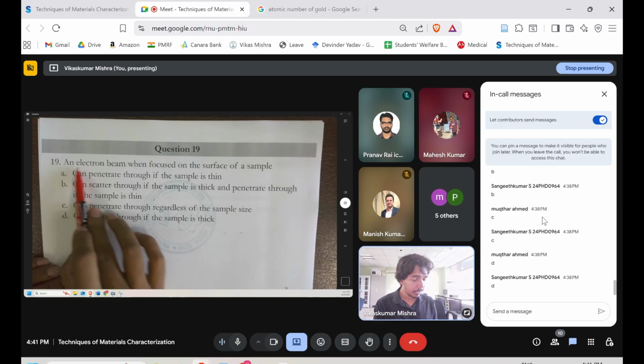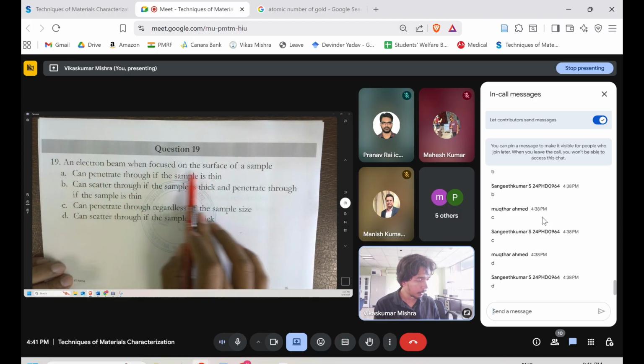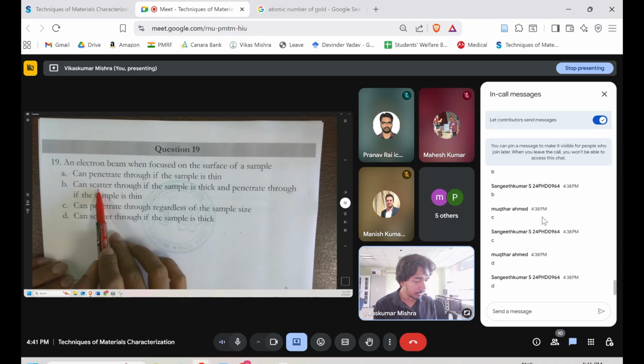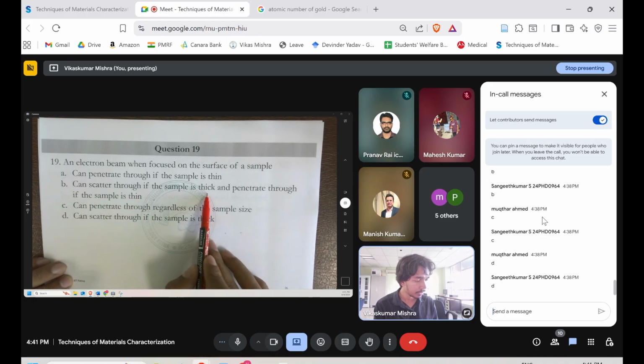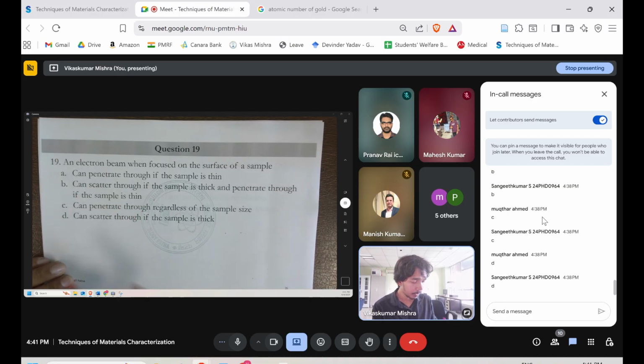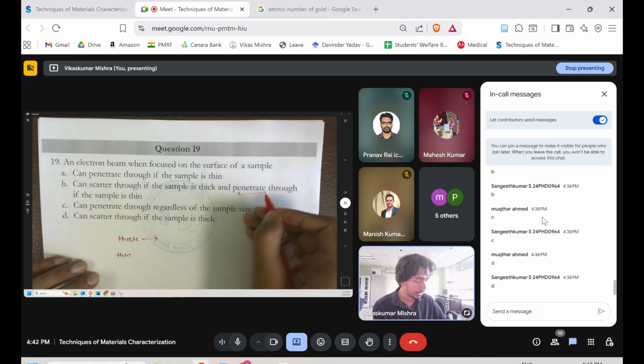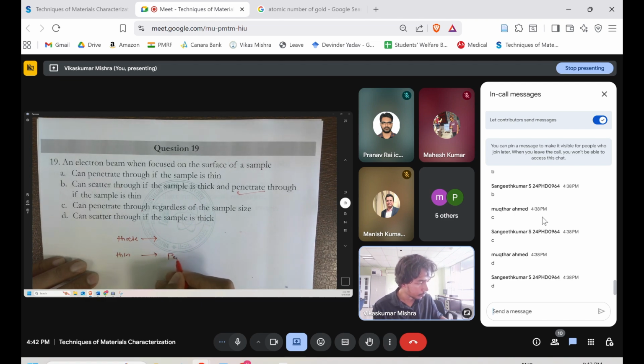An electron beam, when focused on the surface of a specimen, can penetrate through it if the specimen is thin, and can scatter if the sample is thick. Let's talk about the two things. The electron beam is coming, the specimen is thick and the specimen is thin. If the specimen is thick, it will just scatter. It will not penetrate. In the thin one, it will penetrate. In the thick one, it will scatter.